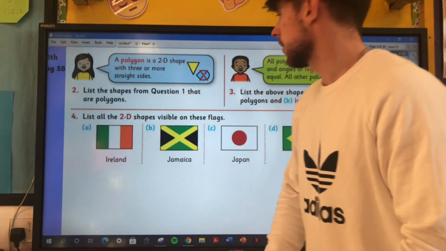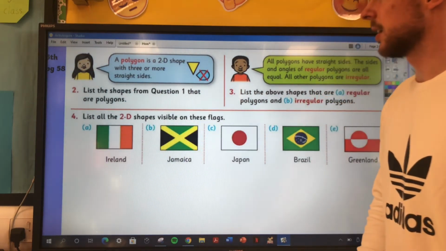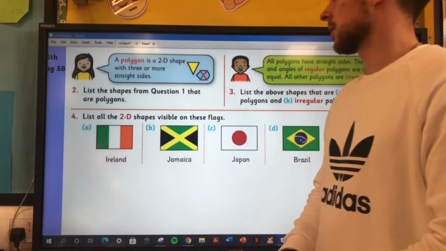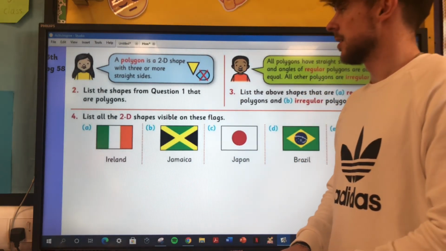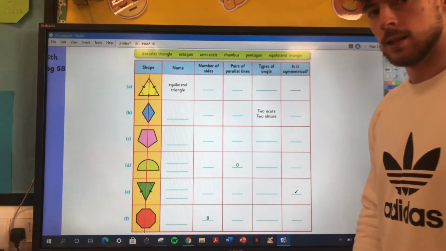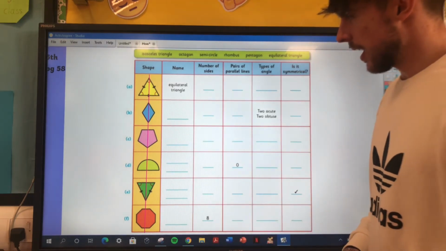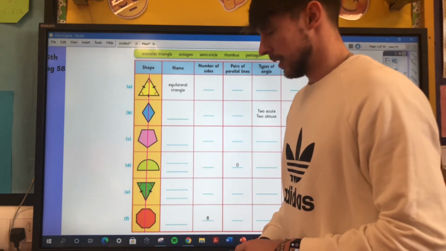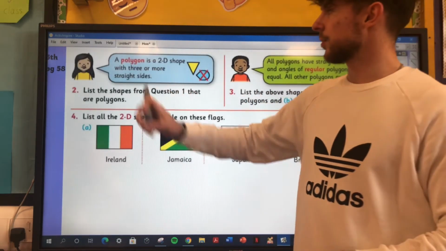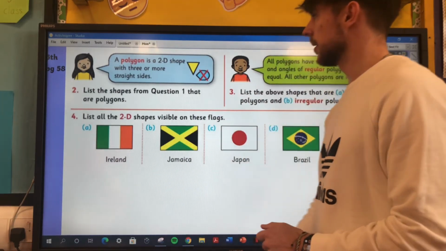Question 2 and 3 over here. List the shapes from question 1 that are polygons. A polygon is a 2D shape with 3 or more straight sides. Do any of these have curved sides? If they do, they're not polygons, right? Do any of these have 2 sides? If they do, they're not polygons, right? It has to have 3 or more straight sides, right?